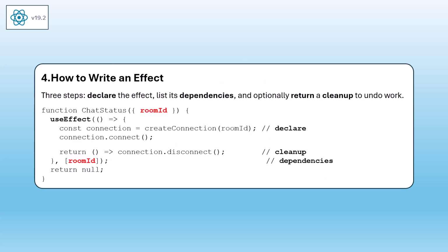4. How to write an effect. When you do need an effect, there are 3 key steps to follow. Declare the effect. At an appropriate place in the component, you define what should happen after rendering. Specify dependencies. You indicate which data or inputs the effect depends on, so that it only reruns when those inputs change, rather than after every render. Add cleanup if needed. If your effect establishes something that must later be undone, such as a subscription, connection, timer, or DOM change, you must define how to clean up when the component is unmounted or when dependencies change. We'll unpack these steps in more depth.